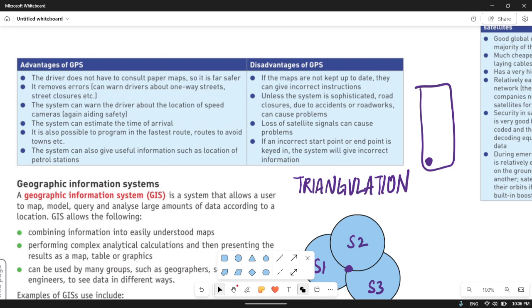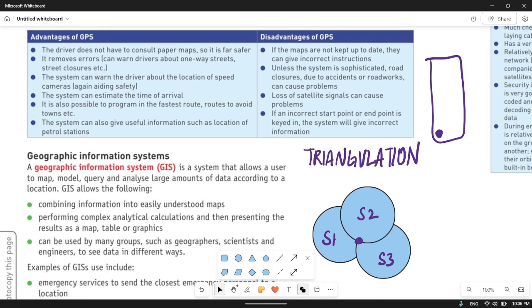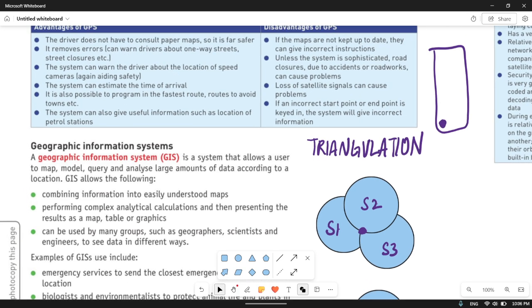Then disadvantages of GPS: if the maps are not kept up to date, they can give incorrect instructions. Unless the system is sophisticated, road closures due to accidents or roadworks can cause problems. Loss of satellite signals can cause problems. Now, this can be caused maybe by weather changes or any other reasons.